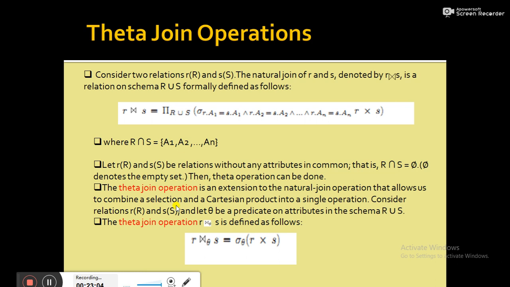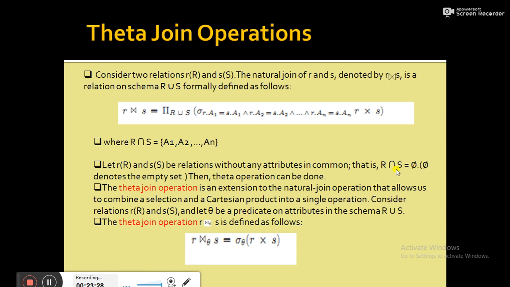Second, for doing a natural join operation, we should have at least one common attribute in the participating relations. It may have more than one common attribute, but it should have at least one. But in the case of the theta join operation, the participating relations may not have any common attribute at all. That means R intersection S is null. No common attribute is there.